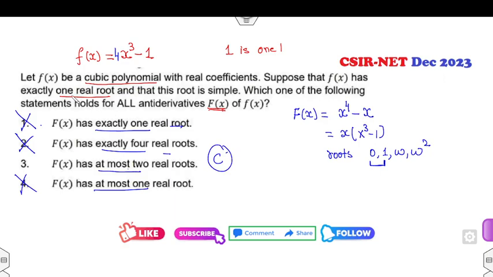You can see if you read the statement very carefully, you will get your answer in a very simple manner.